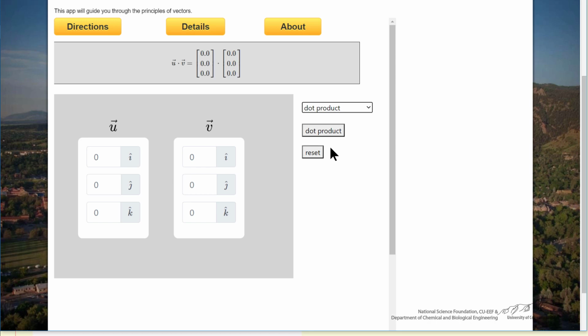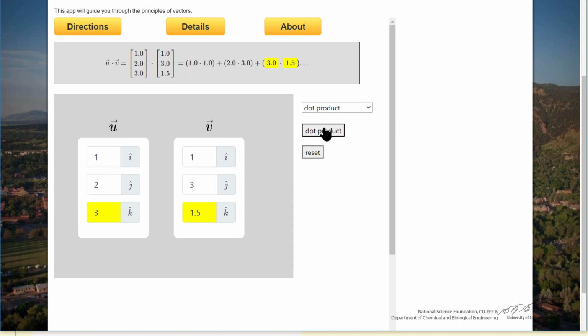The dot product requires us to input the numerical values of the two vectors we want to take the dot product of. So let me pause and do that. I've input the values, and you can see the vectors up here. Now when I calculate the dot product, it steps through the calculation and gives the value for the dot product.